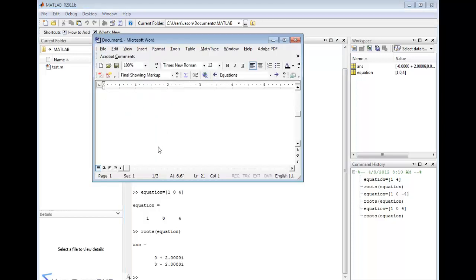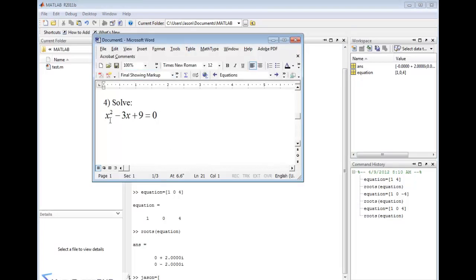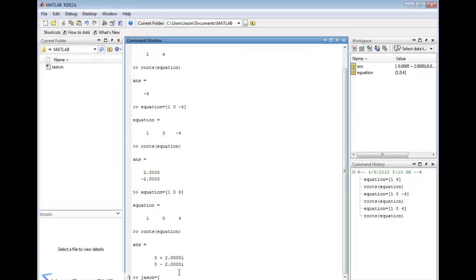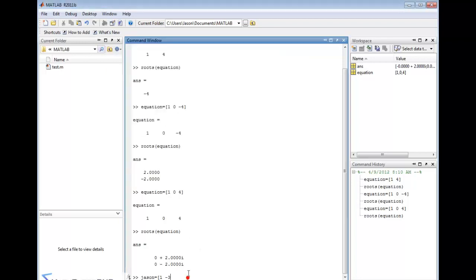All right, so let's go down and solve an equation like this. So this is basically the same sort of deal. We have x squared minus 3x plus 9. So let's go and set this up again just for variety. I'll name it Jason, and I'll set up a single row matrix like this, x squared minus 3x. So it's 1x squared minus 3x, and the last part of it was plus 9.